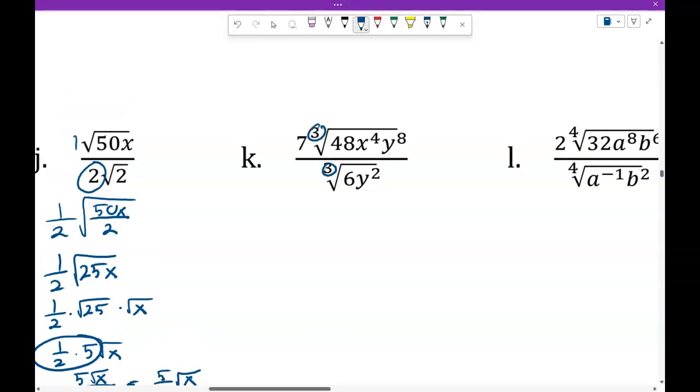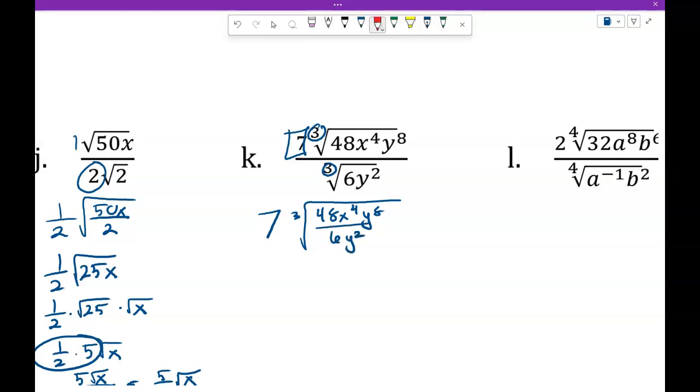We have our cube root. 7 stays on the outside. Cube root of 48 x to the 4th y to the 8th over 6y squared. 48 divided by 6 is 8. So we have the cube root of 8. X to the 4th has nothing to cancel. Y to the 8th divided by y squared gives us y to the 6th.